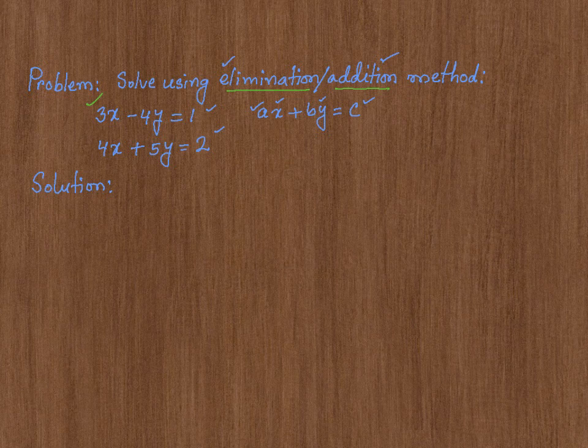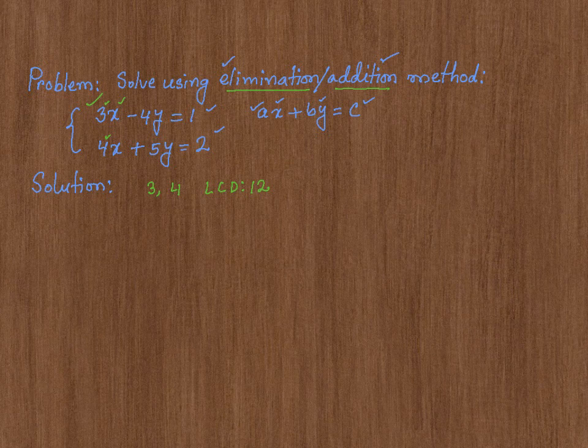So let's go ahead and eliminate x. From this system, I am going to eliminate x and solve for y. We need to look at the coefficients of x. So x has a coefficient of 3 here and a coefficient of 4. The LCD of 3 and 4 is 12.